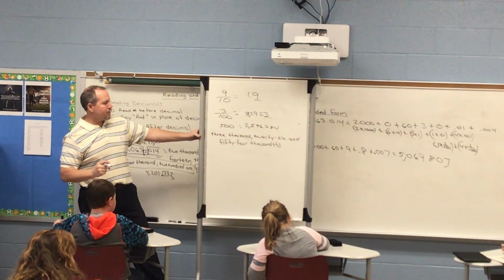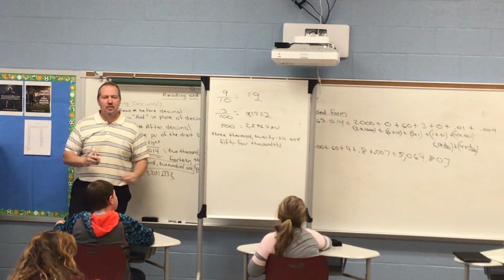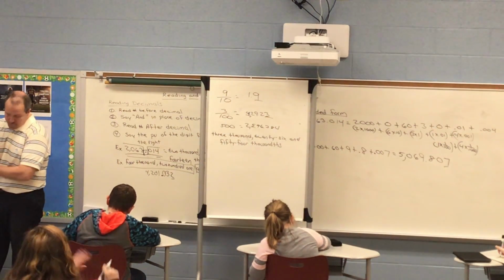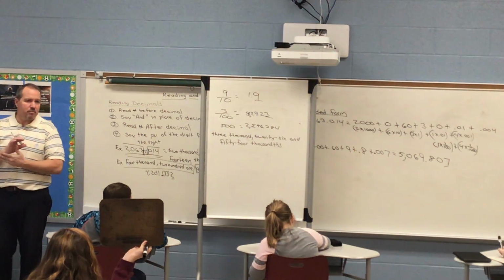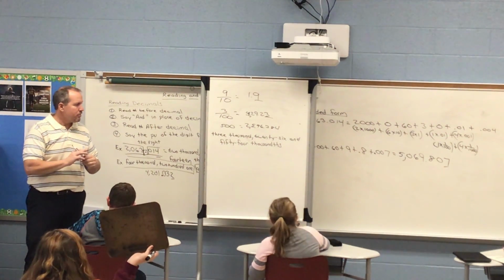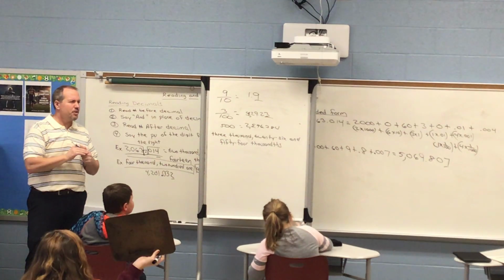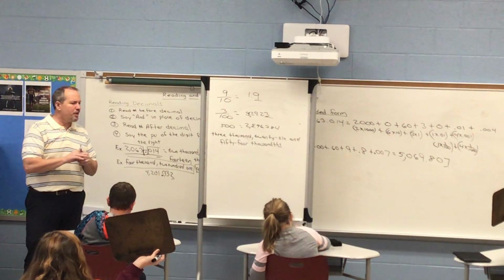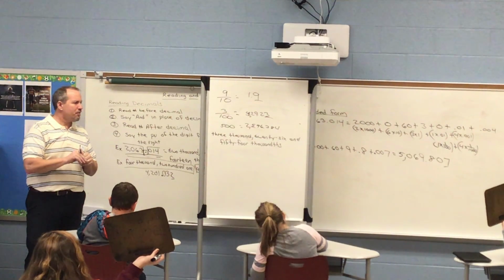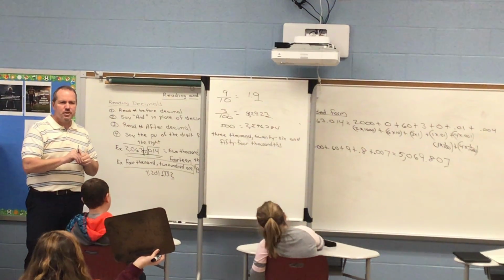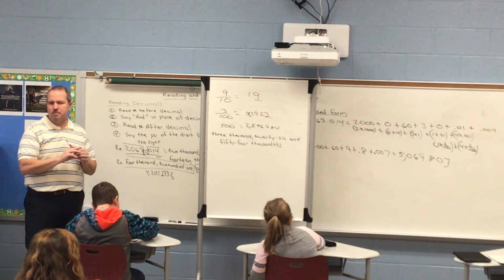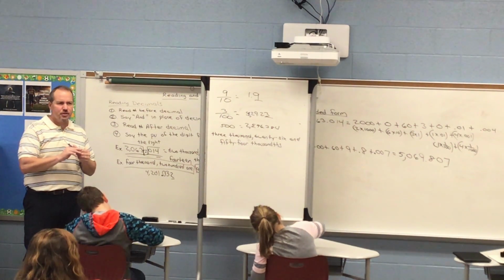$3,000, 26, and 54,000. Write that in standard form. Good. You don't need to write that whole thing out. Just write the answer. Good.